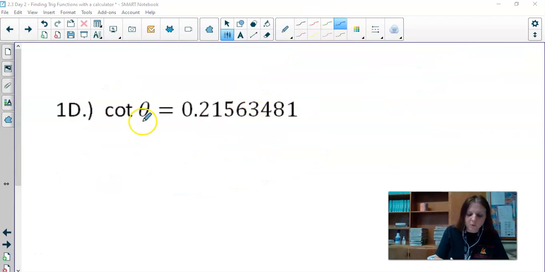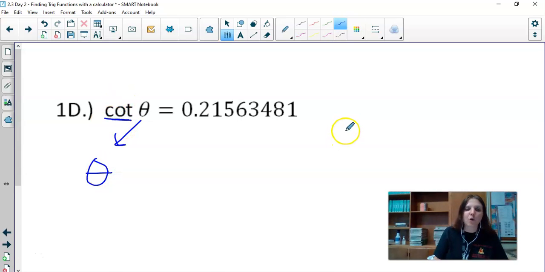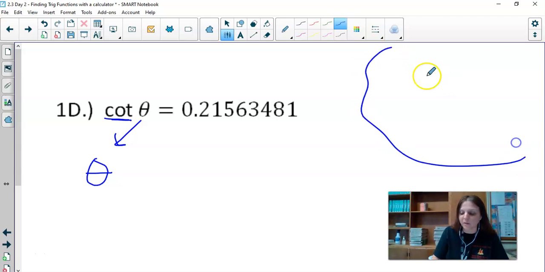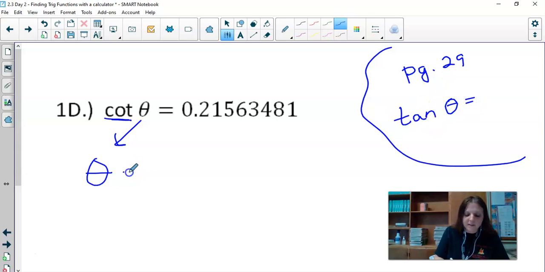Okay, same idea. We're going to start with the angle. The angle is the theta. Here's another one where we can't use cotangent. There is no cotangent button. So again, I'm going to refer you to page 29, and the button that you will use instead is tangent. The tangent button is the button that you're going to press.